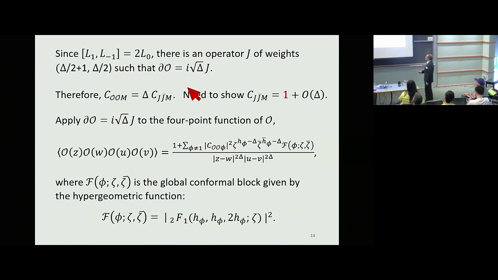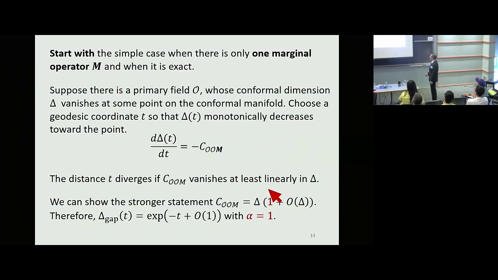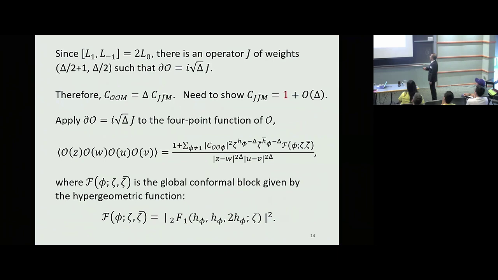Therefore, you can show that the three-point function of J J-bar M is equal to the three-point function of this, by this relation with the extra delta in front. So what we wanted to show was that this three-point function goes like delta with coefficient one, which is equivalent to saying that the three-point function of J J-bar M goes to one in the limit. This is what I want to show.